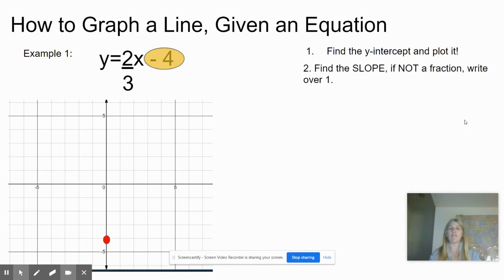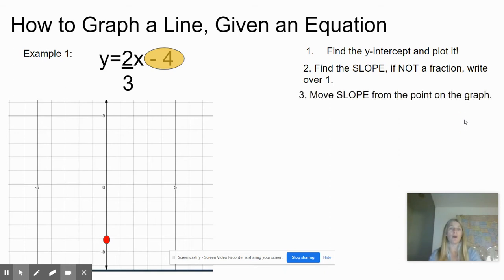Now we're going to go ahead and find the slope. Now, the slope is the number in front of the x. If it is not a fraction, for example, if it's 5, then we're going to make it into a fraction, 5/1, which we know is equivalent to plain 5. And that's because our slope moves two directions: rise, up and down, over run, left to right. So we need to have two numbers for movement.